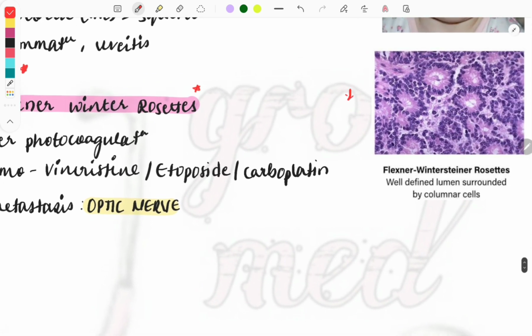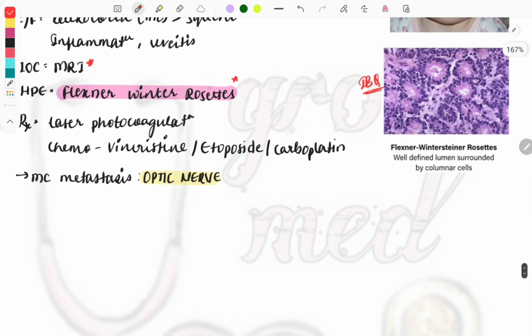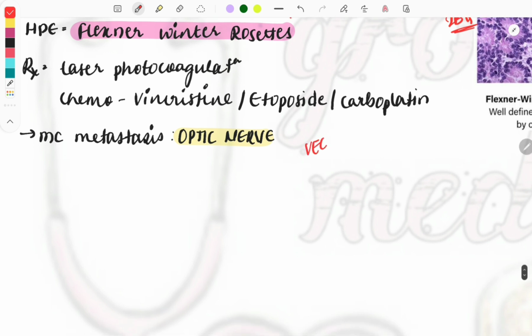Image based questions have been asked in past years. Then for the treatment, you need to do laser photocoagulation, and we can also use chemotherapy drugs, that is vincristine, etoposide, and carboplatin. You can remember it like VEC. Then the most common location of metastasis is the optic nerve, again a PYQ.